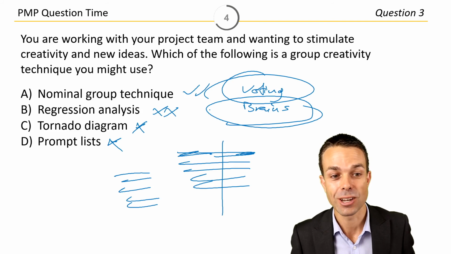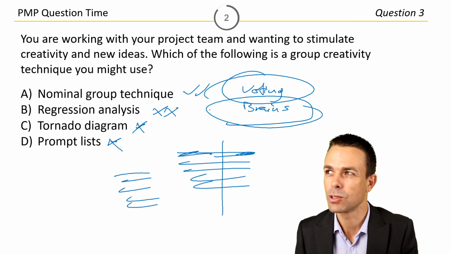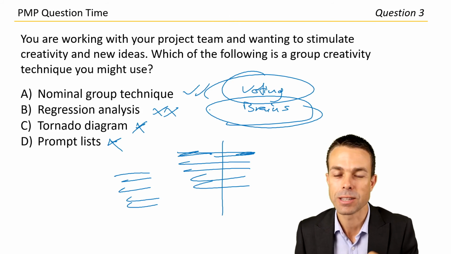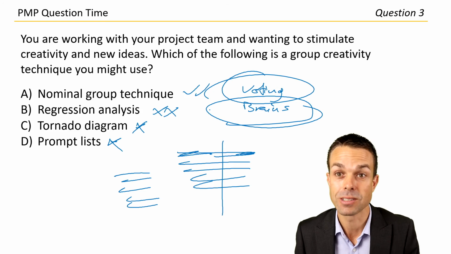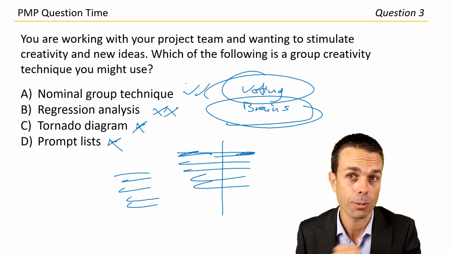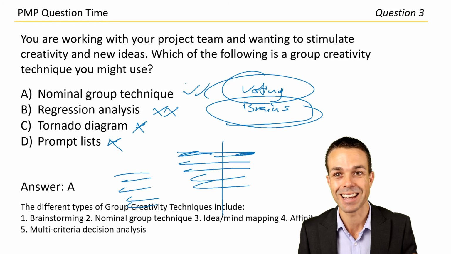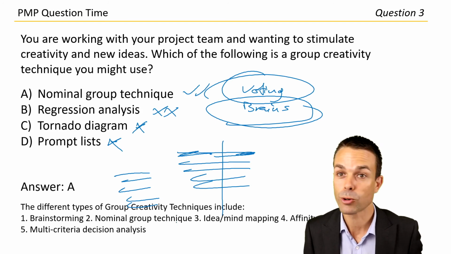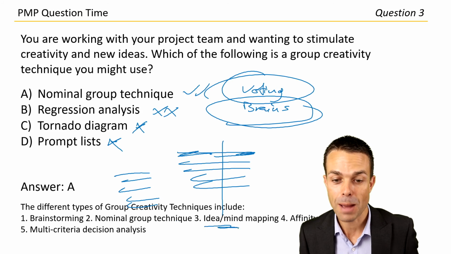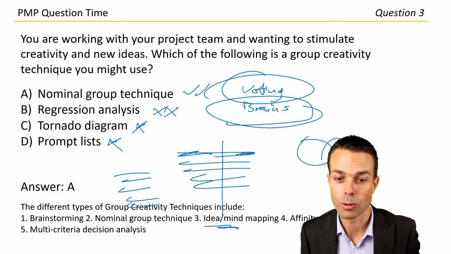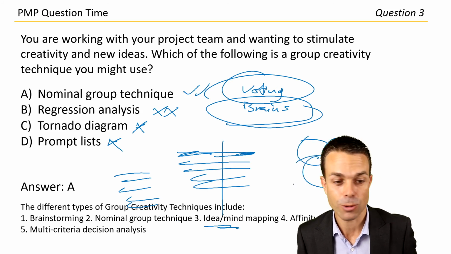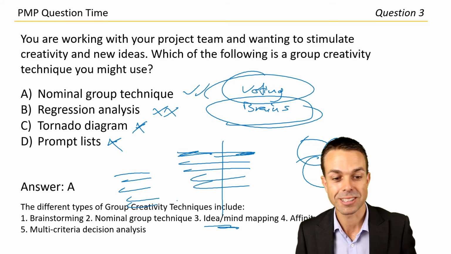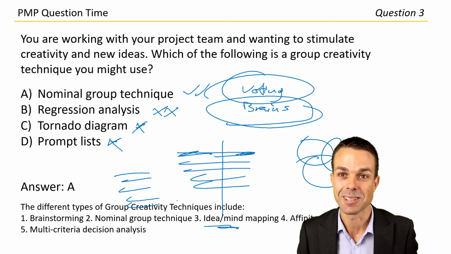Definitely letter A, nominal group technique, where it's sort of voting, but it's anonymous voting. So it's definitely a brainstorming technique that you'll come across in your career. Answer A. The different types of group creativity techniques include brainstorming, nominal group technique, idea or mind mapping, affinity diagrams where things have an affinity to each other, and multi-criteria decision analysis. That's excellent. How did you go?